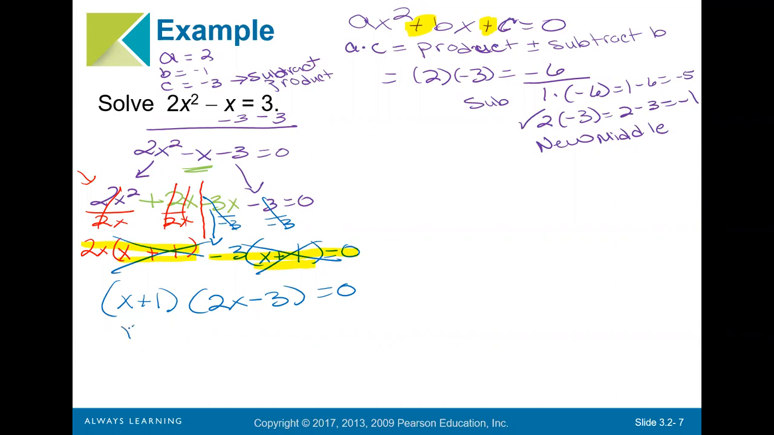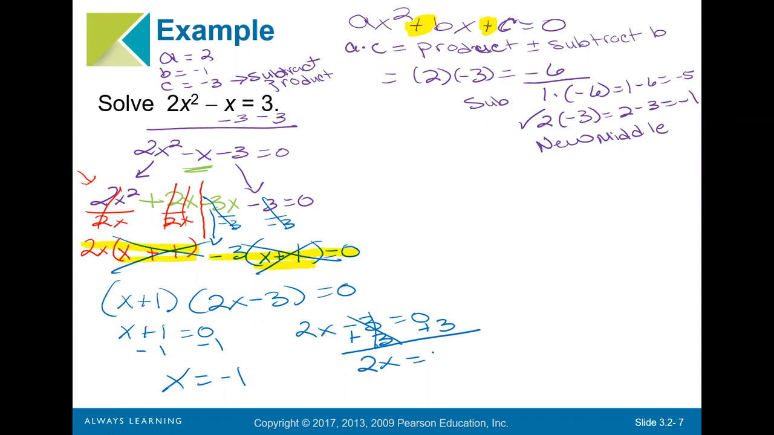So now let's solve. I'm going to take each parentheses, set it equal to 0, and solve. So I have a +1 here. I'm going to subtract it from both sides. So I got x equals -1. Over here, I'm going to add the 3 to both sides because I want the 3 to go away on this side and show up on the other. So now I have 2x is equal to 3. I need a +1 coefficient on x, so I'm going to divide by 2. So now I have x is equal to 3/2.